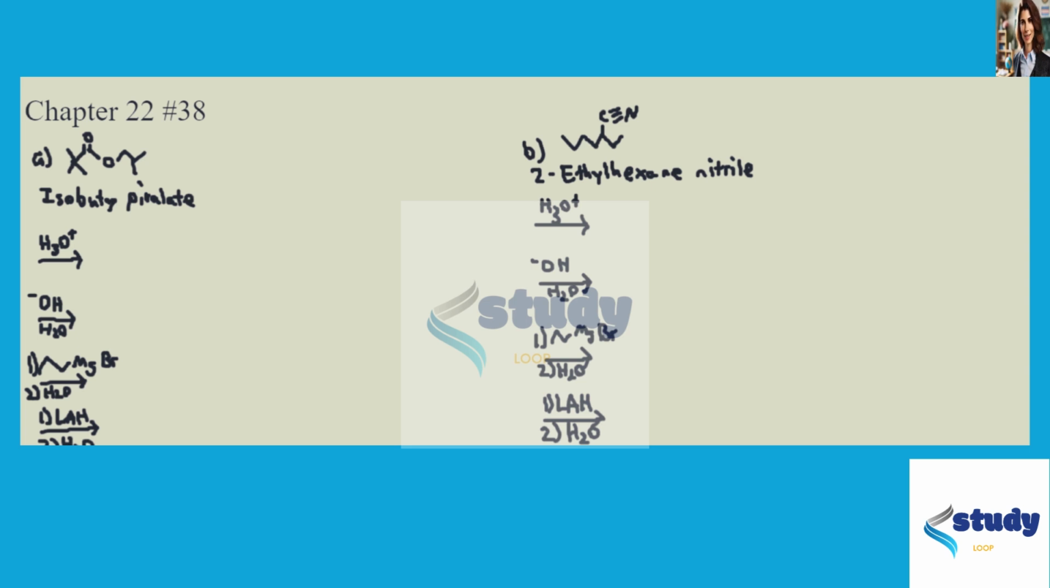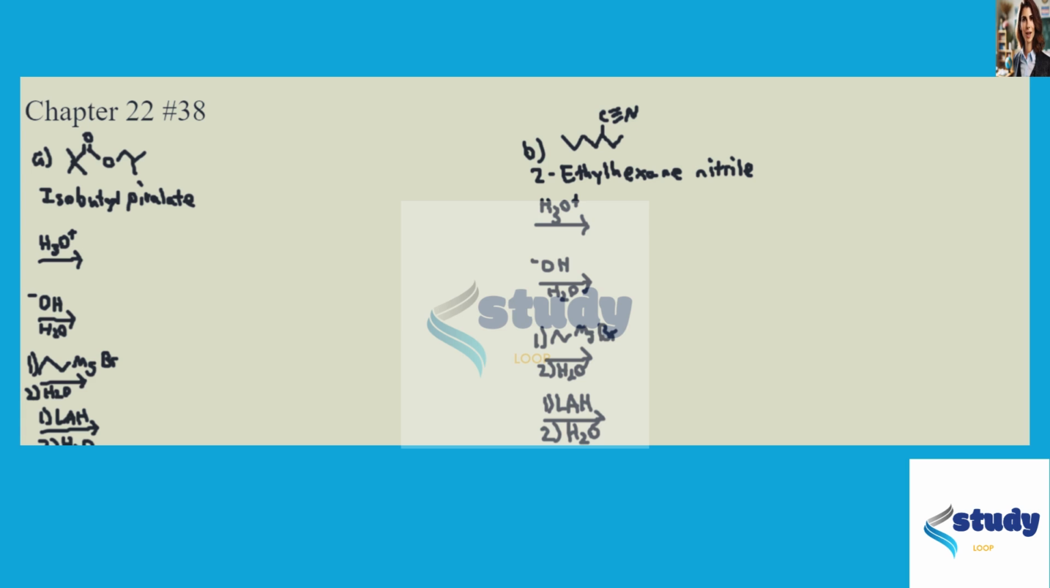This is the answer to Chapter 22, problem number 38 from the Smith Organic Chemistry textbook. This problem is asking us to look at two molecules and to name each of them and then predict the products of several different reactions with each of them.